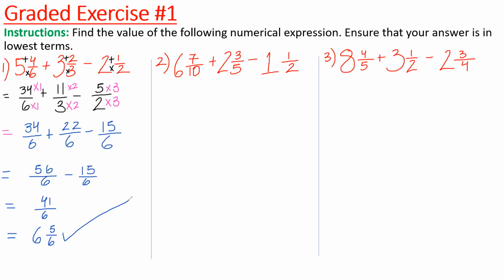Did anyone else get 6 and 5 over 6? Yes, sir. Chai, Samantha, Tegan. Anyone else got 6 and 5 over 6? I did. Yes, sir. Okay. Kevin. Okay.